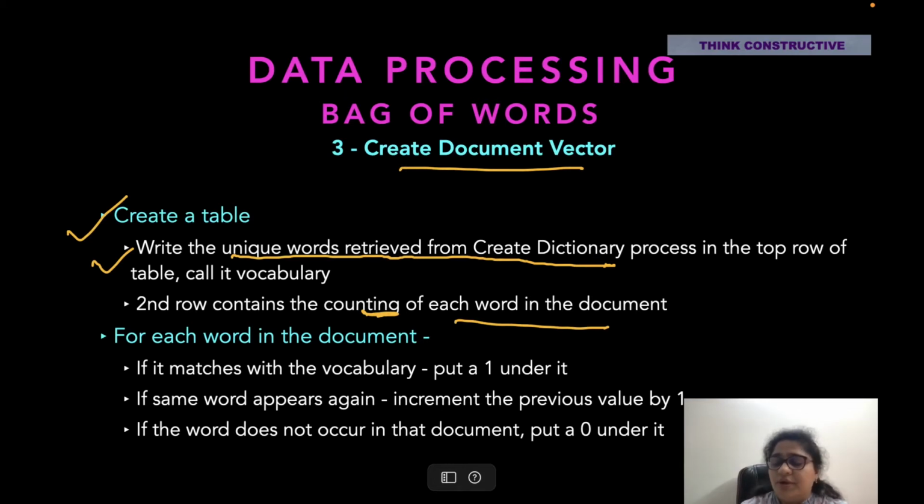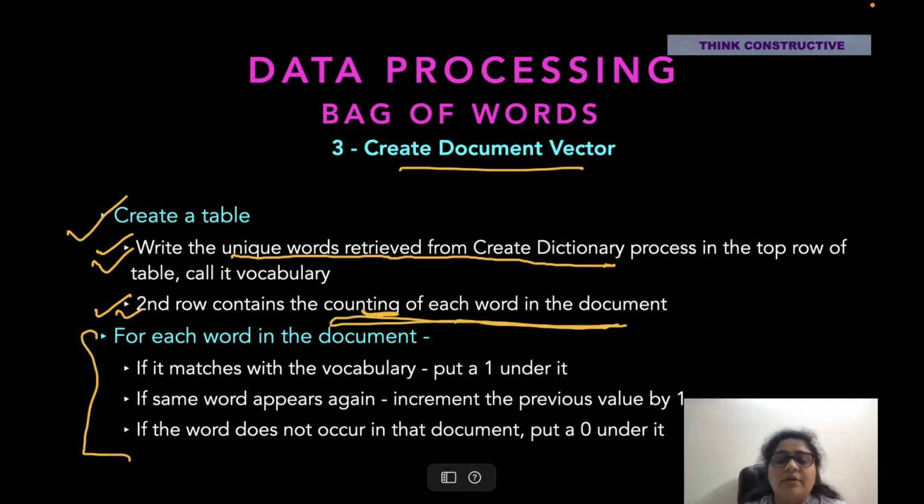So now what is the algorithm or the simple steps for creating a document vector? These 2 steps are clear. Well, first thing, we'll create the table. The top row or header row will be the list of words given by the dictionary, and the second row should contain the counting of each word in the document. So I'll elaborate on this a little more.